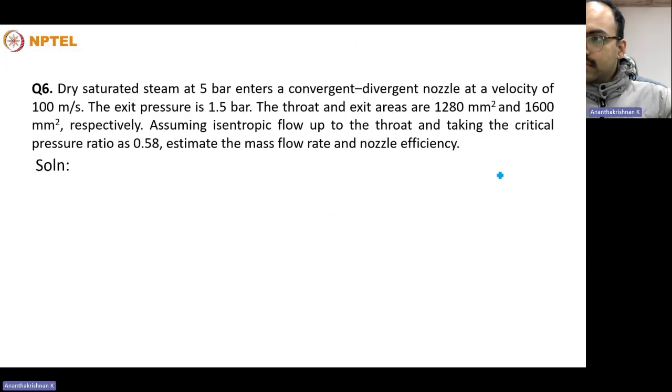So that's all for the first part of the problem. Now we look into another question. I'll try to solve it within a minute.